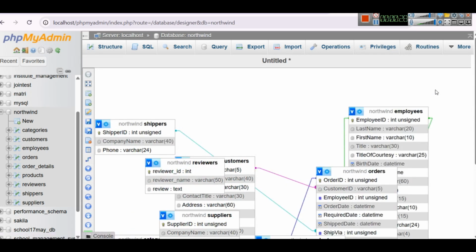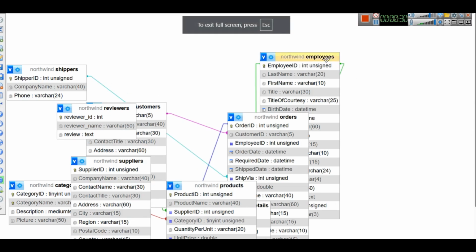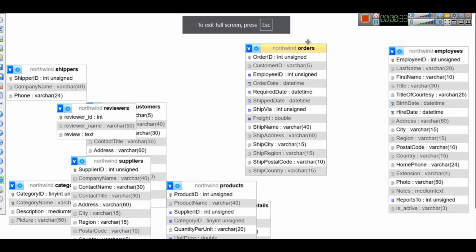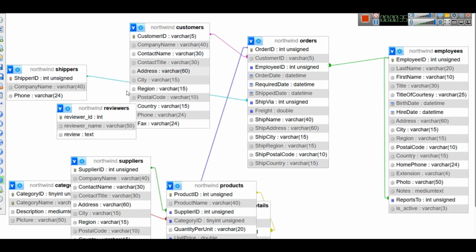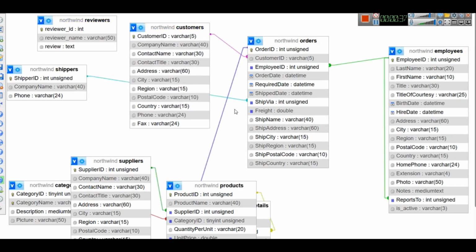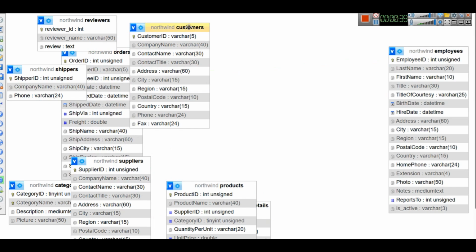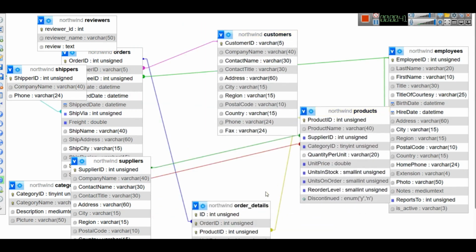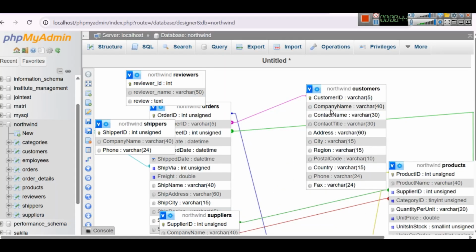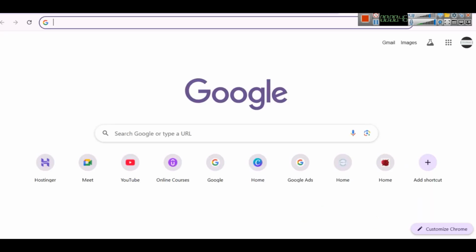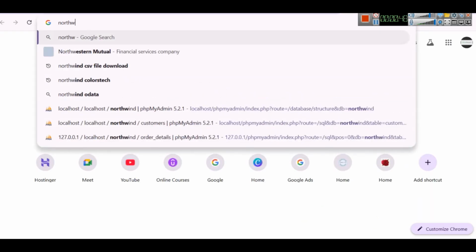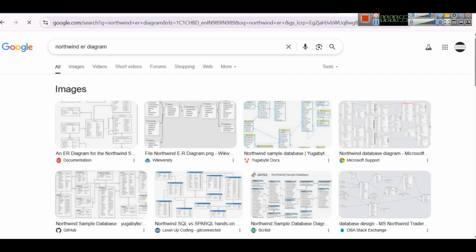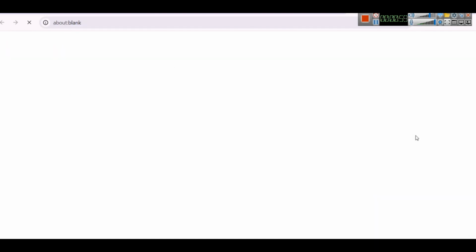Don't worry about where it is coming from, but you can see we have a designer here which shows how all tables are related, and this is what I am going to teach you today. For this database you can search for the Northwind diagram. I will give this link to you also, and we have to open this Wikiversity link.